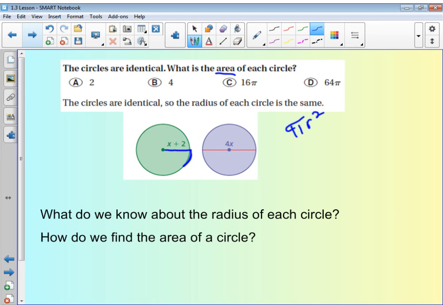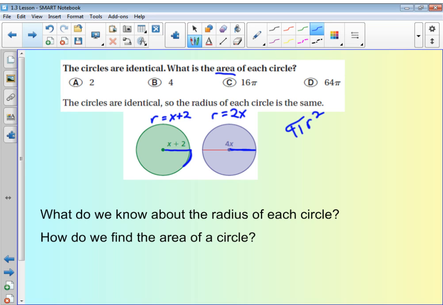So now when I go through and I do these, my question is, I know that this radius is x plus 2. What's this radius here? If they showed the whole red line was 4x, then half of that would be 2x. So here it's r equals 2x. Okay, so here's my question. So what do we need to know about the radius of each circle? Well, we just found out what that was. How do we find the area of each circle? Okay, so they want to know what is the area of each circle. We don't have to figure out what the radius is. They want to know the area.